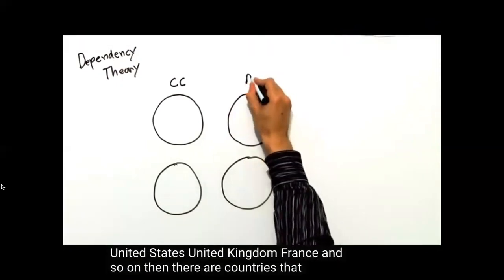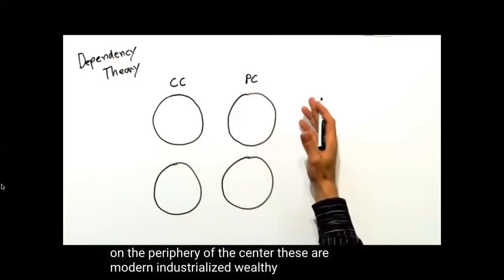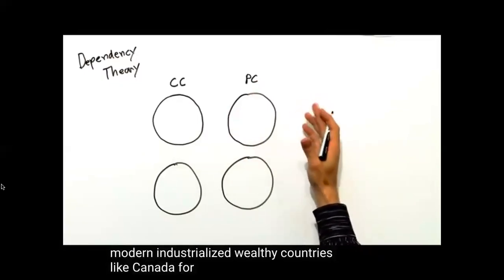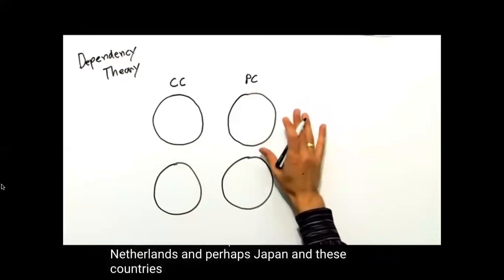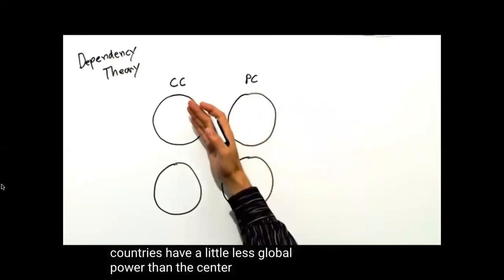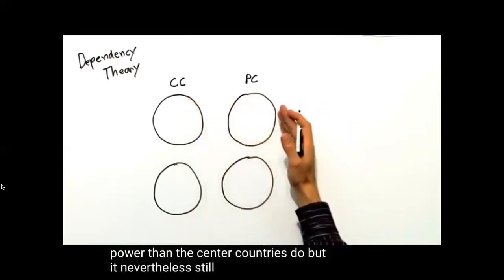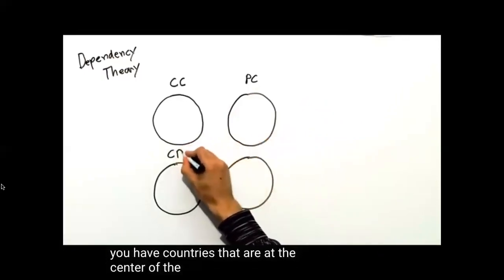Then there are countries that are on the periphery of the center. These are modern, industrialized, wealthy countries like Canada, for example, or the Netherlands and perhaps Japan. And these countries have a little less global power than the center countries do, but are nevertheless still quite rich. Then you have countries that are at the center of the periphery.